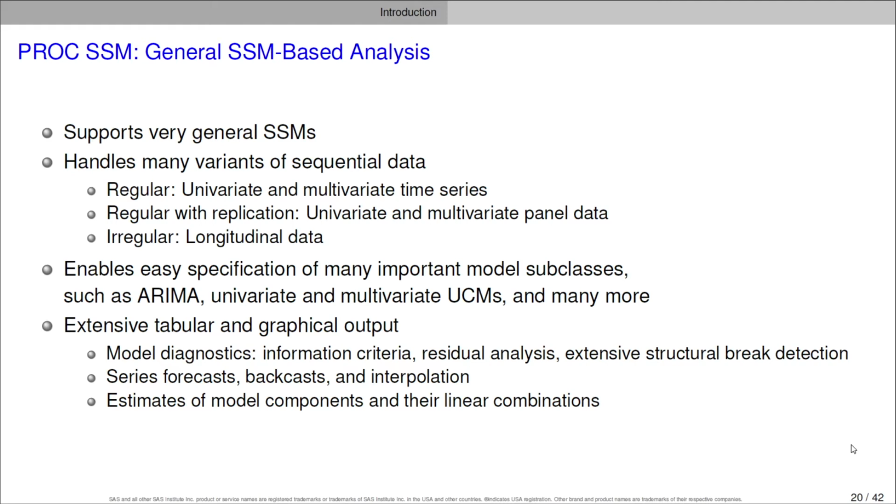Longitudinal data are sequential but not necessarily equally spaced in time. PROC SSM syntax enables you to easily specify very general, possibly non-standard SSMs as well as many important standard SSMs such as ARIMA, univariate and multivariate UCMs, and many more. Like PROC UCM, PROC SSM also provides rich tabular and graphical output.